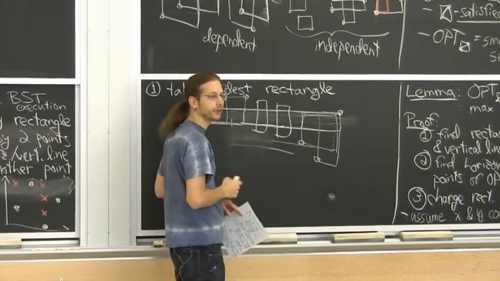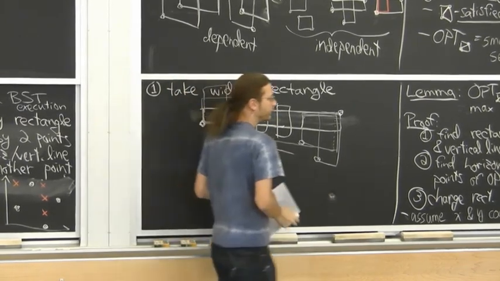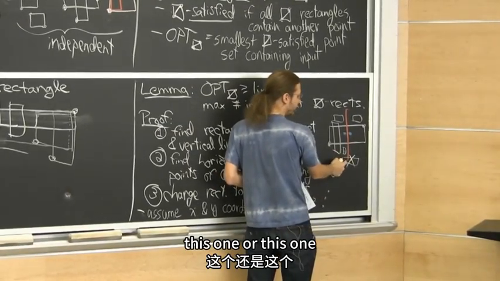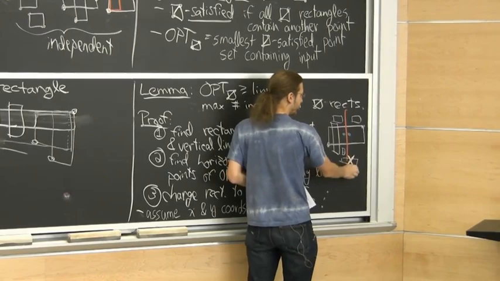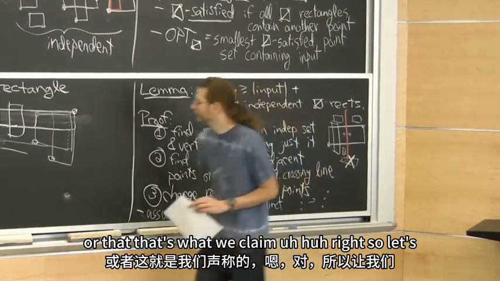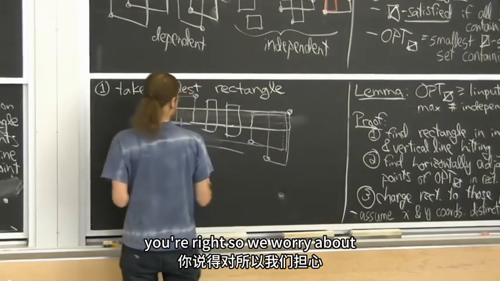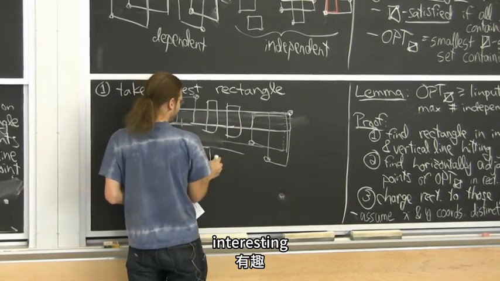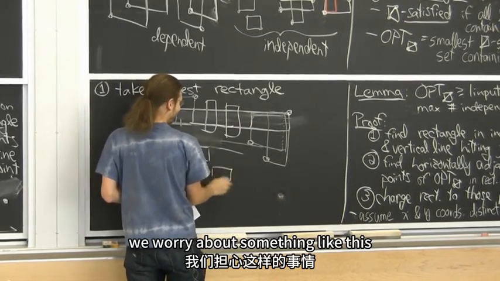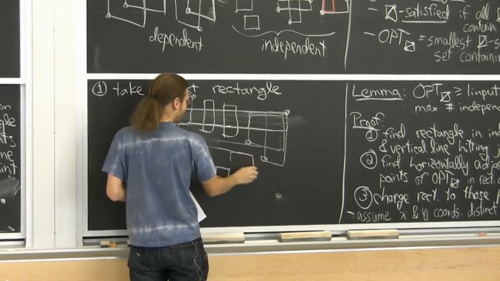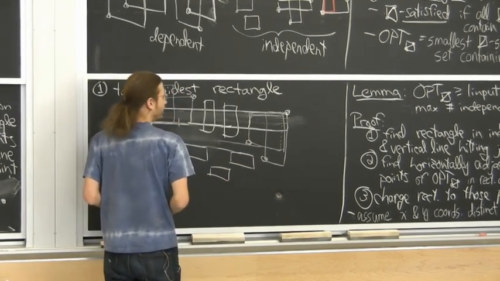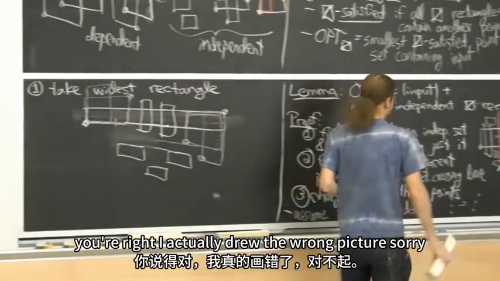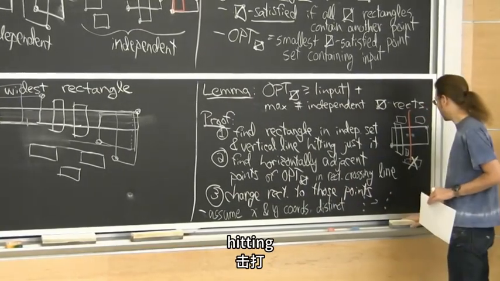Question? So for that picture, you drew a rectangle under the one you draw line to? This one or this one? That one. Yeah, this one cannot happen. Or that's what we claim. Right. So you're right. So we worry about something like this. Sorry, why can't that happen? Yeah, you're right. I actually drew the wrong picture. Sorry.